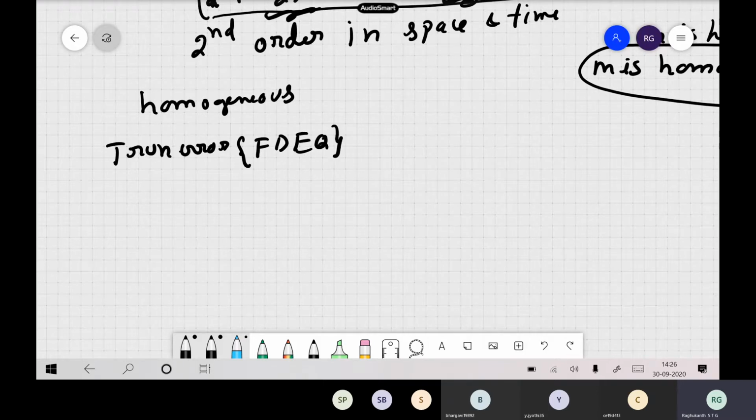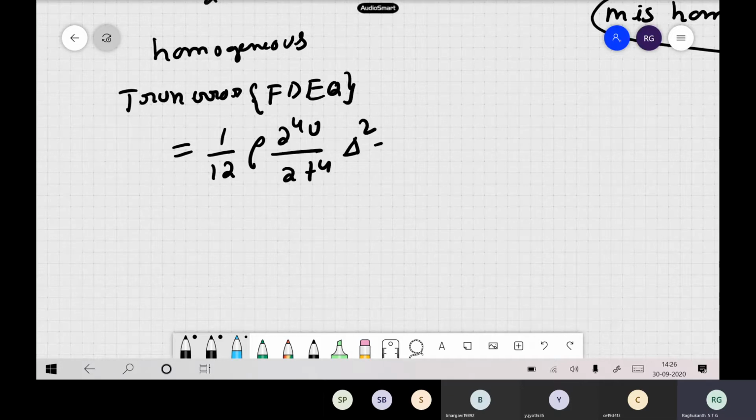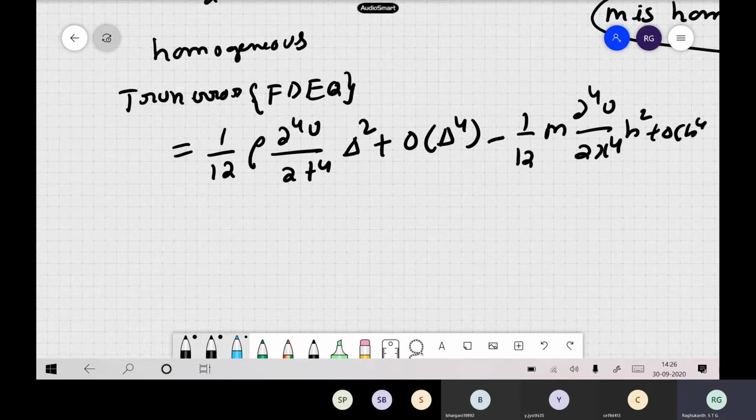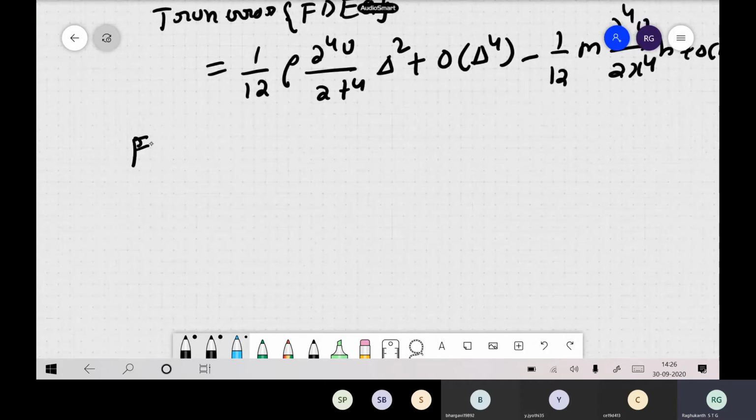Okay, so this will be simply 1 by 12 rho dou to the power of 4 u by dou t to the power of 4 del square plus order, the other terms are higher order like this, and you have minus 1 by 12 m into dou to the power of 4 u by dou x to the power of 4 h square plus order h to the power of 4 actual. Okay, and our final difference equation, this also you can write.